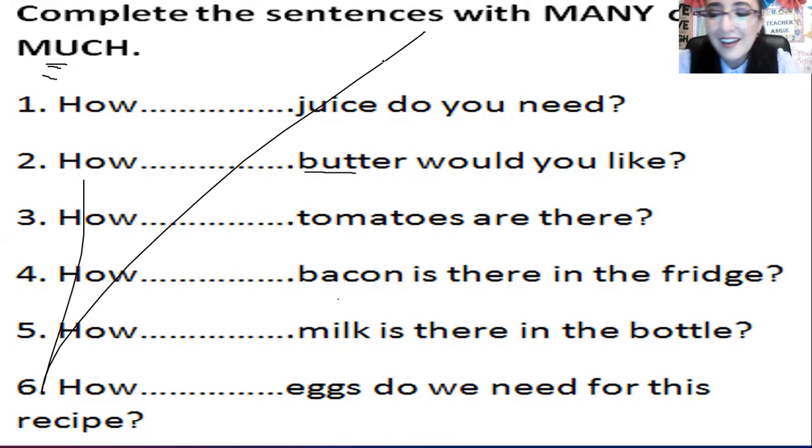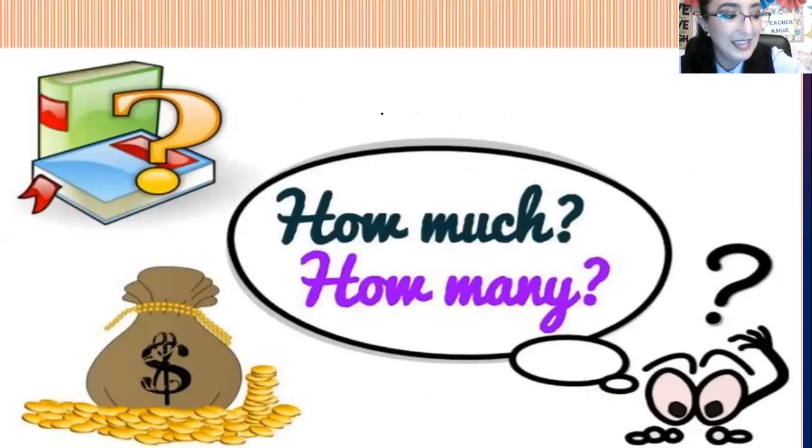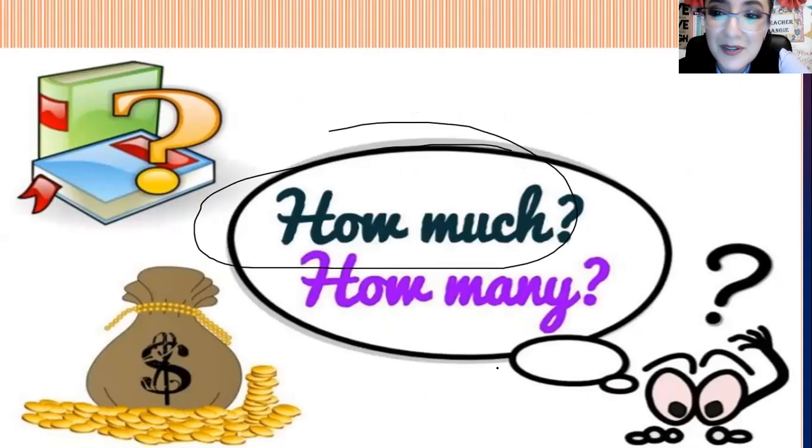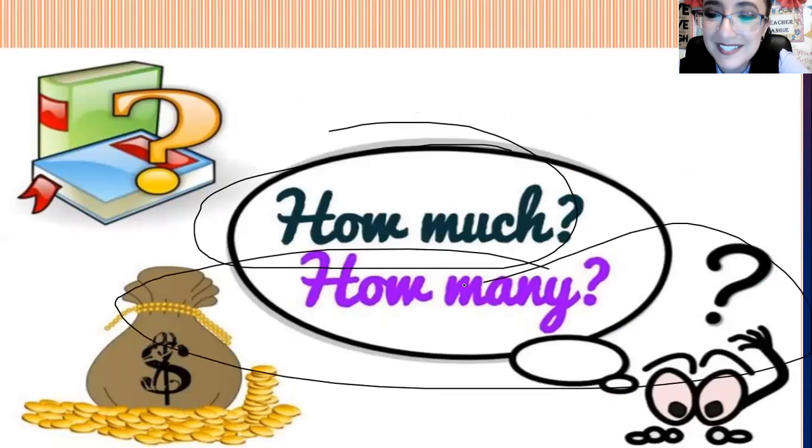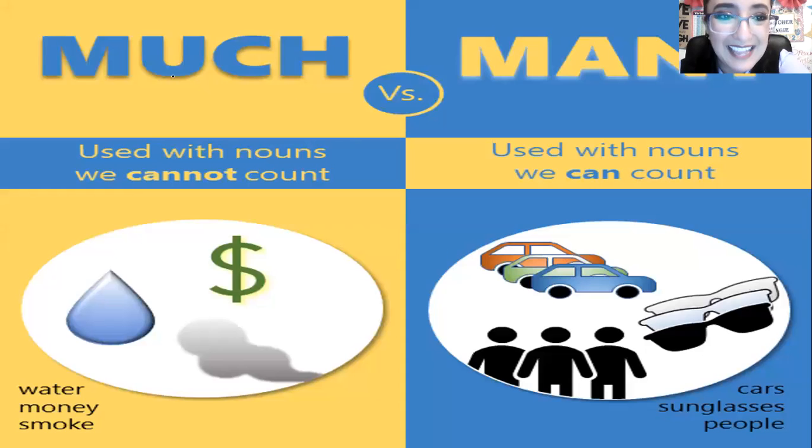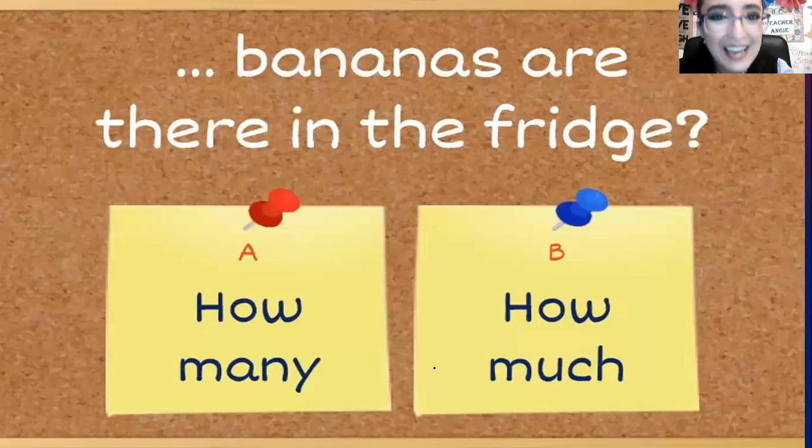Now, vámonos con esto. ¿Ya viste que sí se puede? How much and how many? Remember, for uncountables and for countables. Yes. Much is going to be used with nouns that we cannot count. And many is going to be used with nouns that we can count. Water, money, smoke, or for example, cars, sunglasses, or people, right?